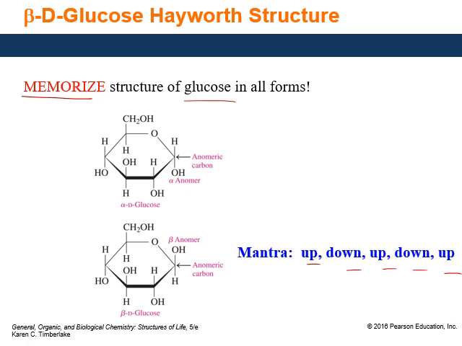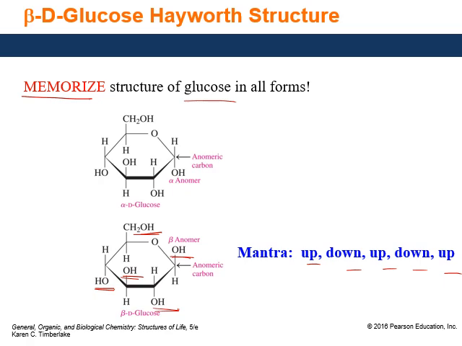Example in case of beta. OH is on top, then down, then up, then down, then up. Okay, so if you remember the beta anomer, up, down, up, down, up. This is the arrangement of OH.